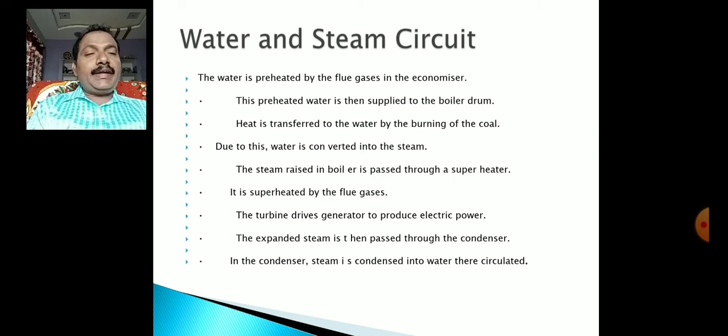The expanded steam is then passed through the condenser. So the steam is now the expanded steam from the turbine. Now it is coming towards the condenser, where this condenser converts the steam into water. So this is the water and steam circuit.